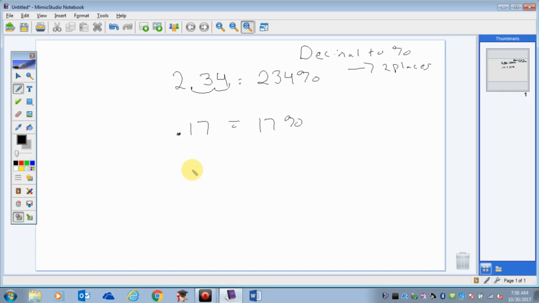If I have 0.3, that becomes a little bit different because you got to move it two places. So you move it here and then move it again. So you got to put a 0 in that spot. It becomes 30%. To go from percent to decimal is the opposite. You move to the left two places.